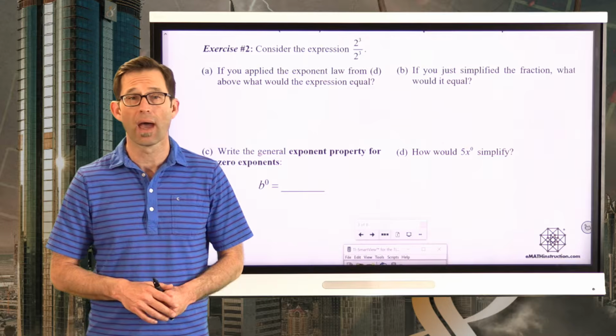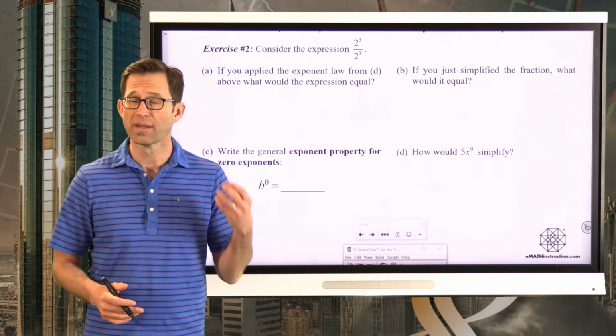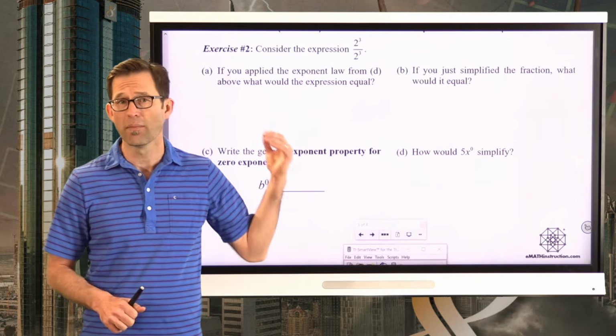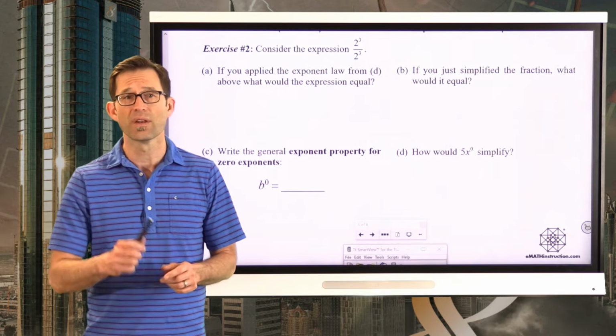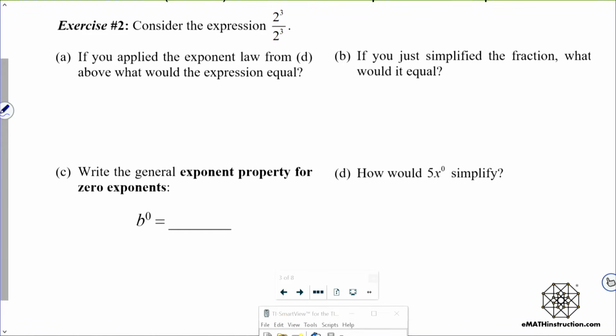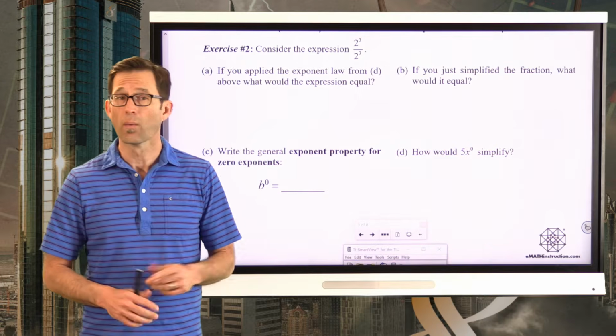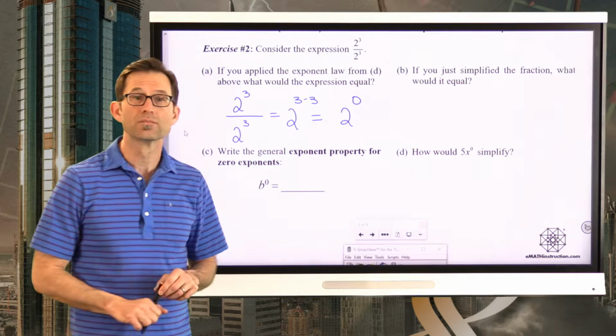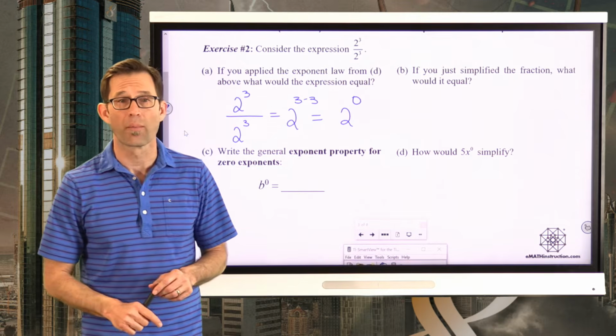All right, so pause the video now and just use that exponent law that says, hey, if you divide two things with the same bases, just subtract their exponents and tell me what this thing should be equal to. Pause the video. All right, well, based on the exponent law that we just saw, 2 to the 3rd divided by 2 to the 3rd should be 2 to the 3 minus 3, which should be 2 to the 0. And for the first time ever, we're seeing a 0 exponent, just based on that subtraction property.